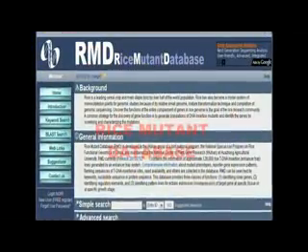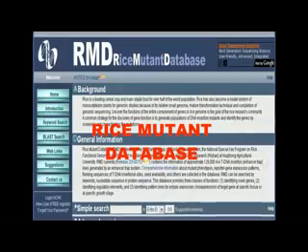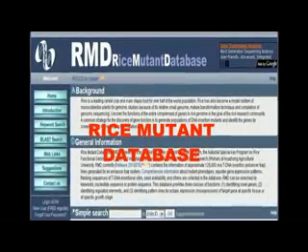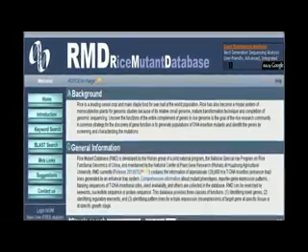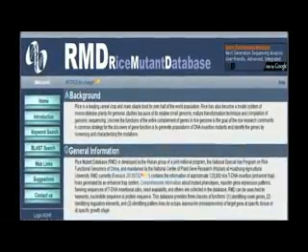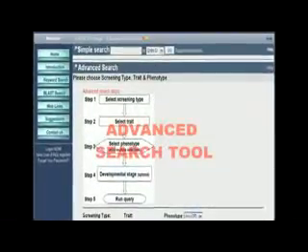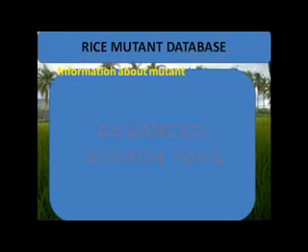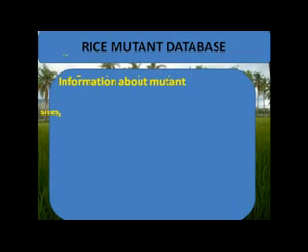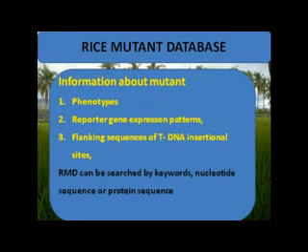The Rice Mutant Database, that is RMD, was developed by the Wuhan Group of the Joint National Program and is maintained by the National Center of Plant Gene Research at Fujian Agricultural University. RMD currently contains information on approximately 129,000 rice T-DNA insertions, and gives information about mutant phenotype, reporter gene expression pattern, and flanking sequence of the T-DNA insertion site. This RMD can be searched by keyword, nucleotide sequence, or protein sequence.